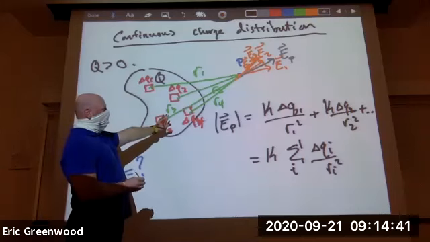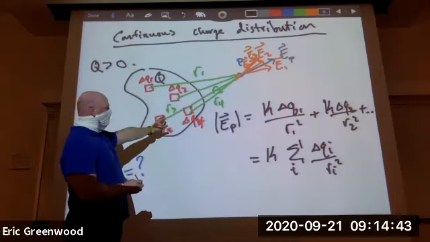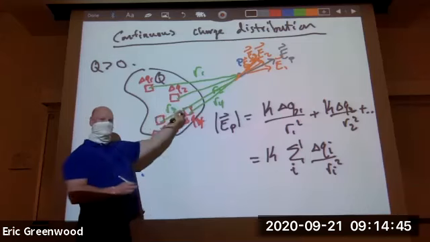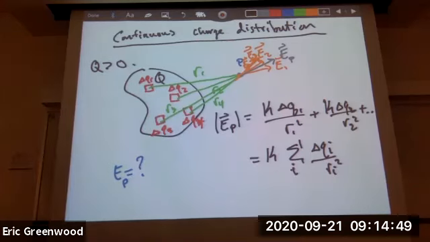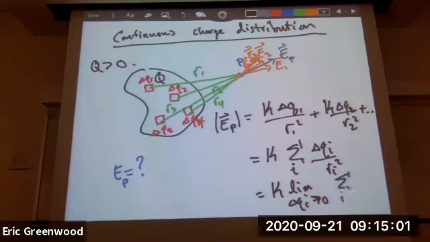But now, what I want to do is shrink the size of each one of these delta Q's to make this into a sum over an infinite number of delta Q's. So basically, we're going to take the same thing and say this is equal to k times the limit as delta qi goes to 0 of the sum over i of delta qi divided by ri squared.